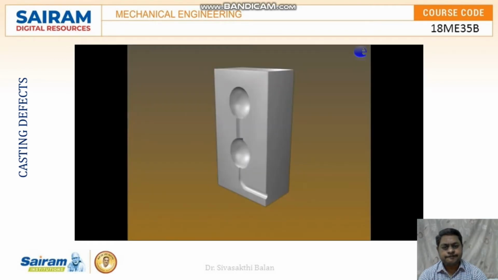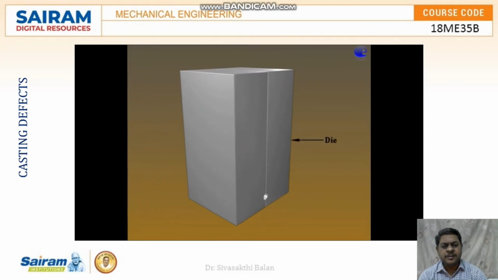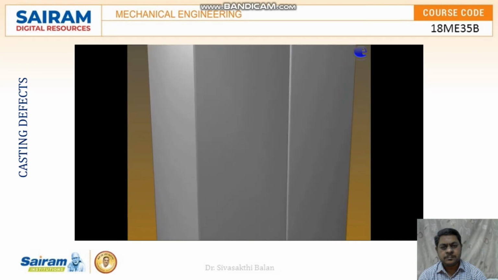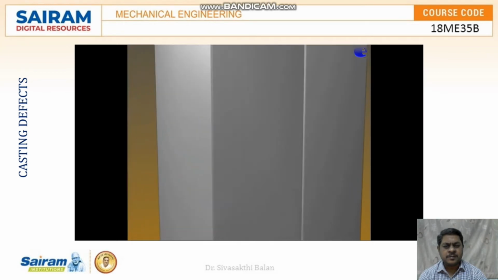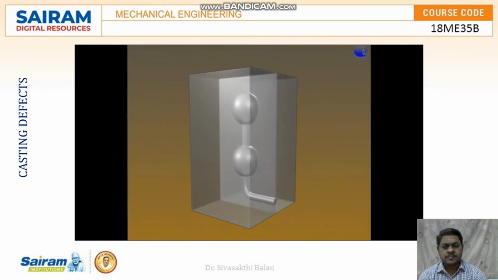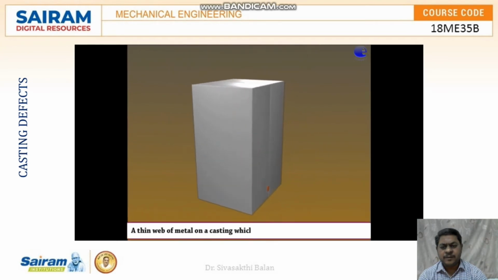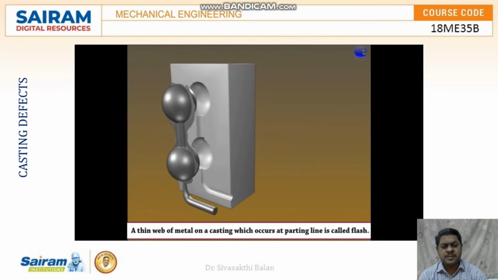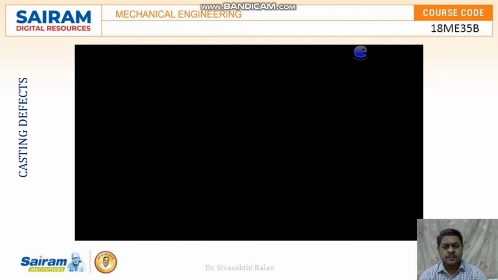Flash. The cavity in the mold. This is the die. Gap between the two dies. The thin web of metal on the casting which occurs at the parting line is called flash. This flash occurs due to the gap between two dies.